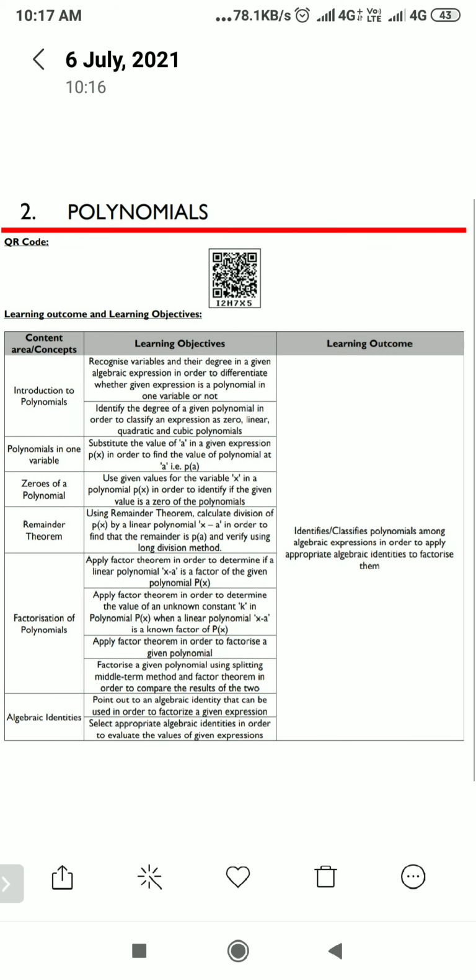Good morning, everyone. Today we are going to start chapter 2 of class 9 mathematics, that is polynomials. So let's start with the learning objectives of the polynomial.